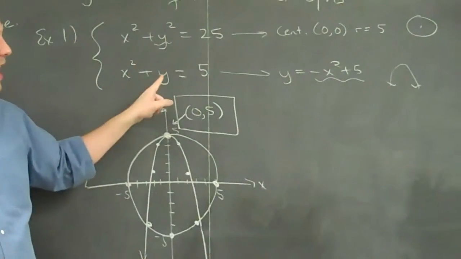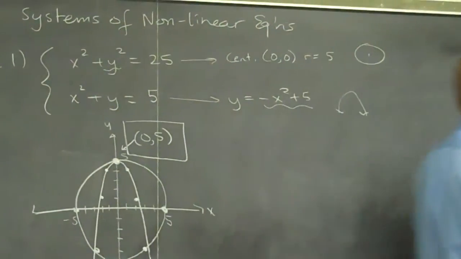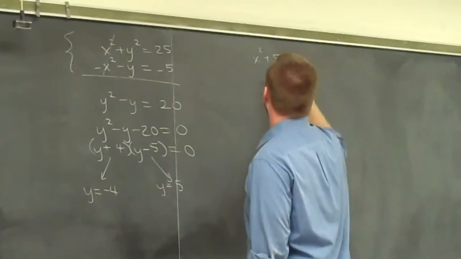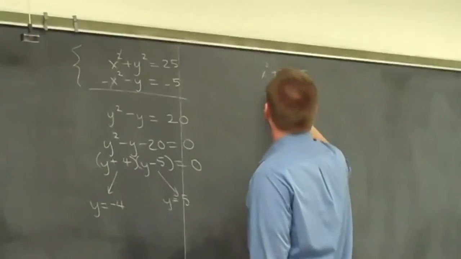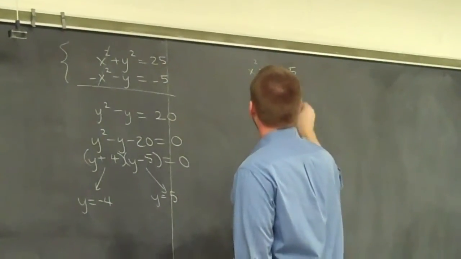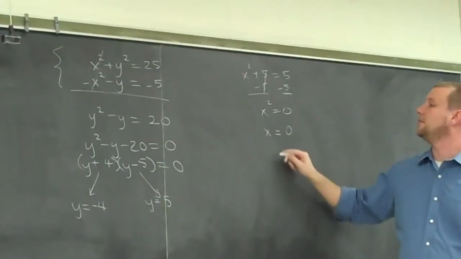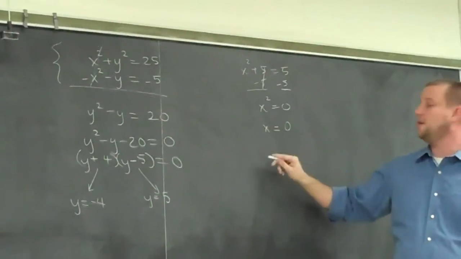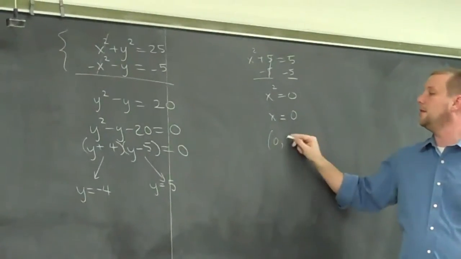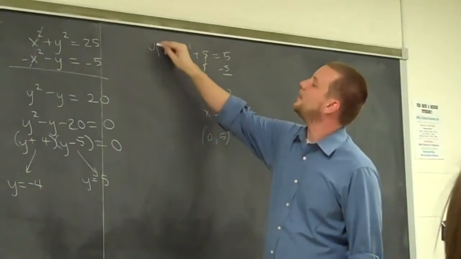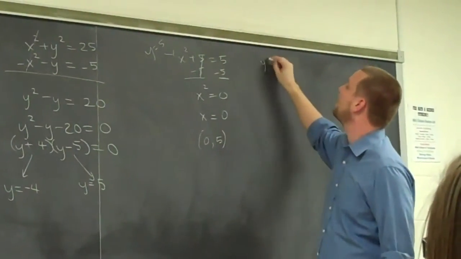If I plug in 5 for y, then x squared plus 5 equals 5. Subtract off the 5. And if x squared equals 0, what is x going to have to be? 0. So that means one of my points is (0, 5). And that was the one I was expecting, right? That's for the y equals 5 case.